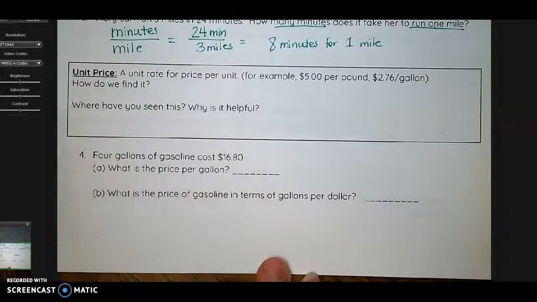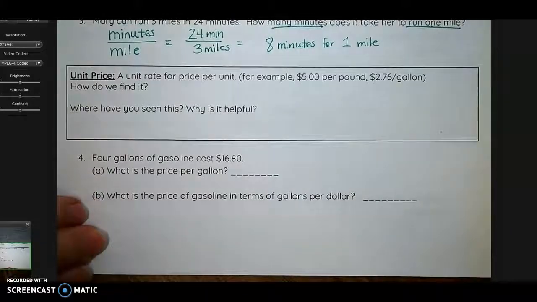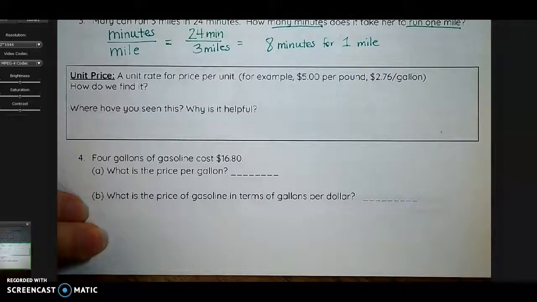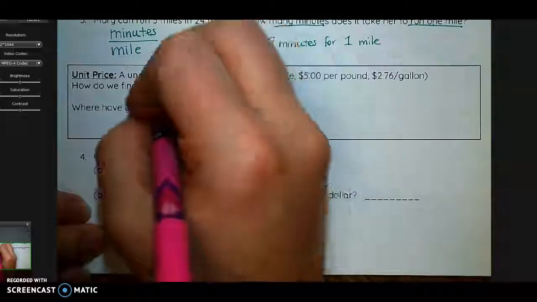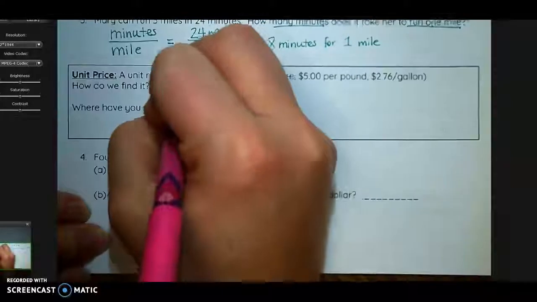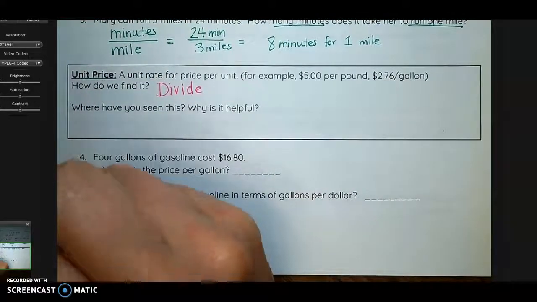We can also use this for unit price, which just means we're doing unit rate, only there's money involved. So when I'm talking about money, I'm typically going to have the money, the price per pound, or the price per gallon. So the money is usually going to need to go up on the top, and then whatever the other unit goes on the bottom. So we're also going to divide to find that. And where have you seen this before?